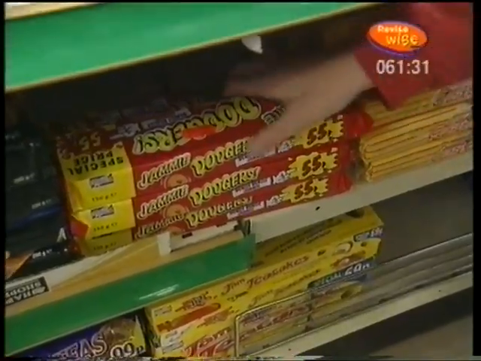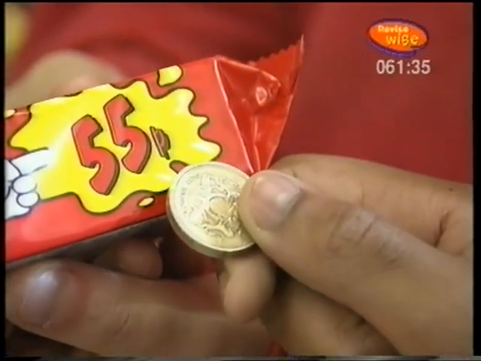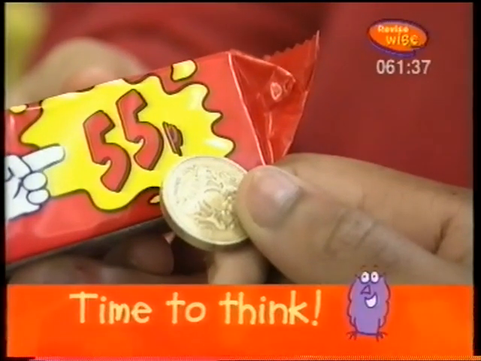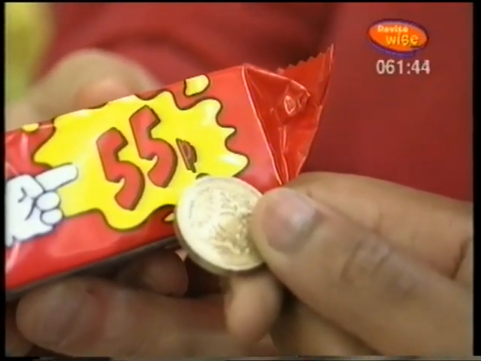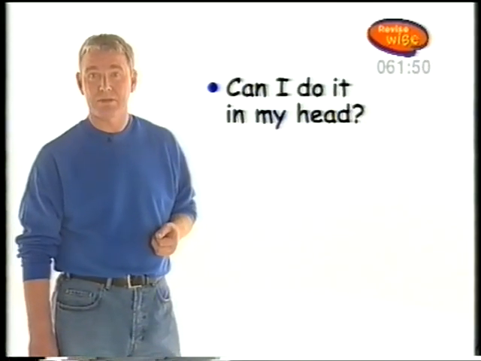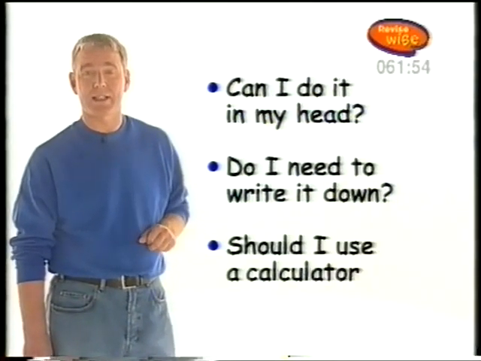In everyday life, taking away numbers is all around us. You use subtraction to work out the right change. These are 55p. How much change would we get from your pound? It would be 45p. When you're faced with numbers you want to take away, it's useful to think, can I do it in my head? Do I need to write it down? Or should I use a calculator?